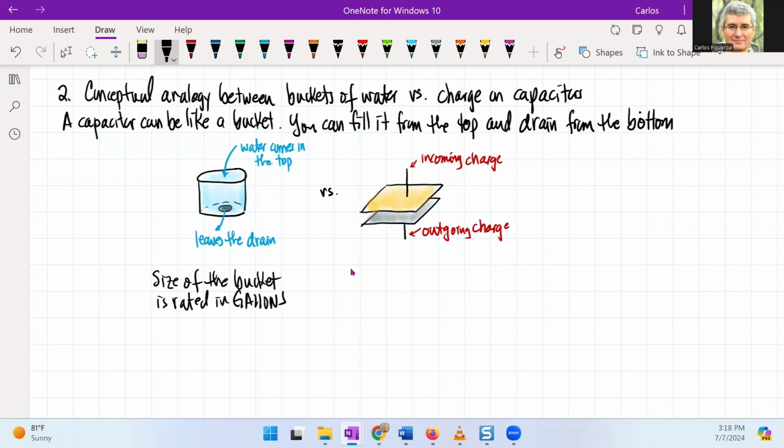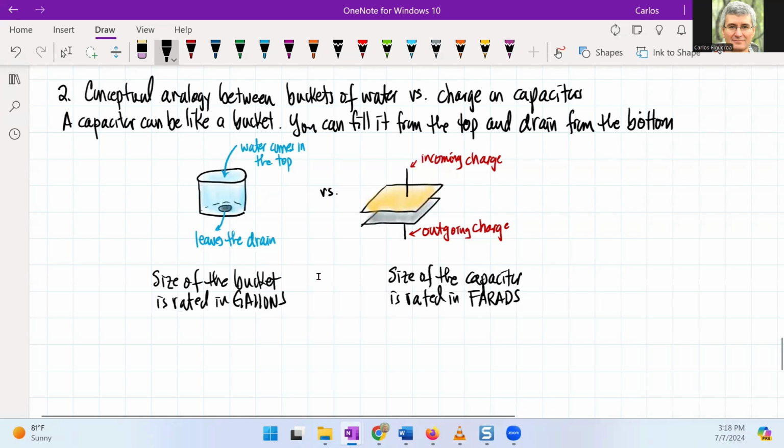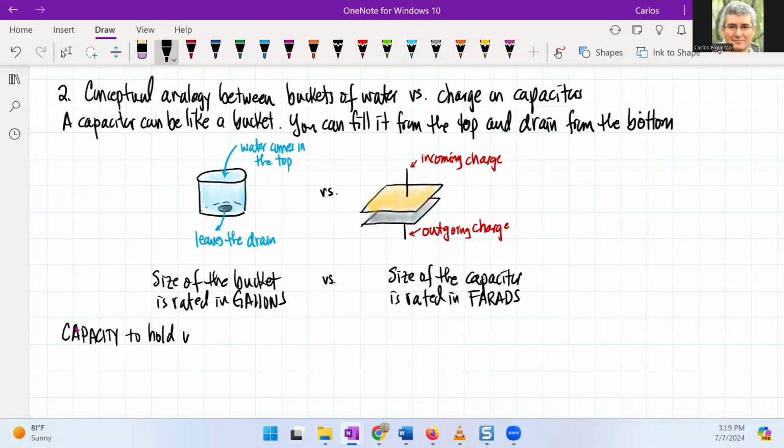I could then say that the size of the capacitor is rated in farads. Okay, so again, we're really comparing these two guys. So when I think of a bucket, I'm going to be comparing these two right here. So let's talk about the first thing. Let's talk about the capacity to hold water.